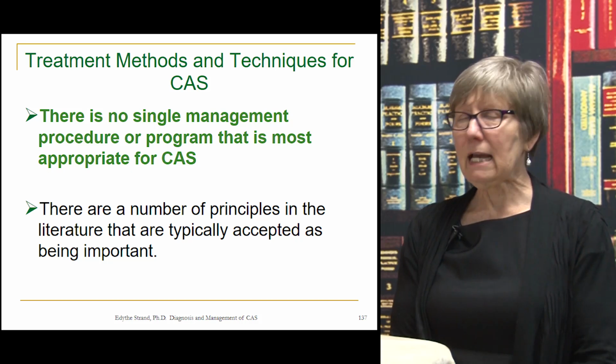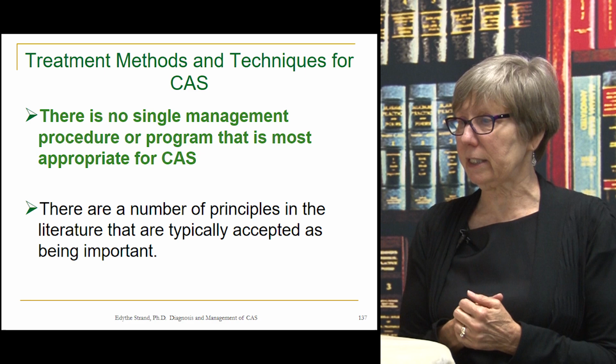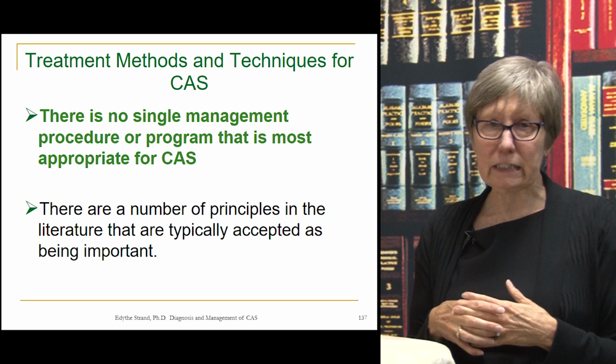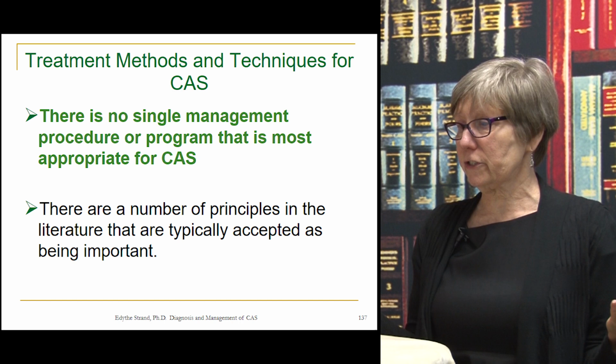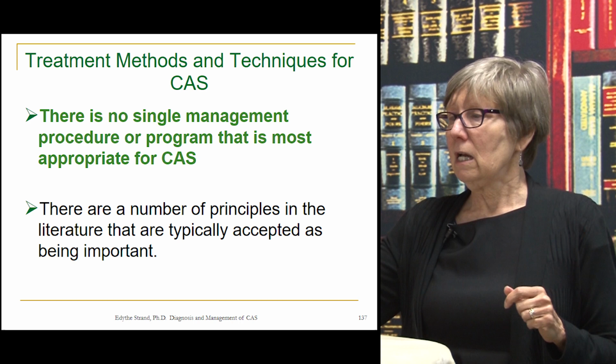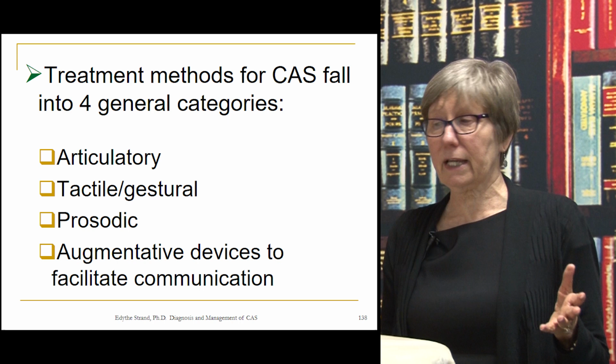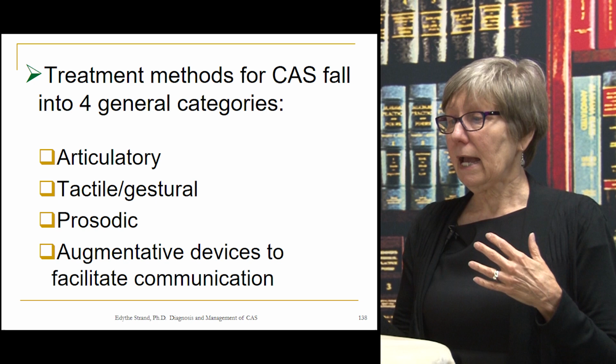Now we're moving to treatment methods and specific techniques for treating CAS. And I need to start by reminding you that there's no single management procedure, no single program, no single method that's most appropriate for childhood apraxia of speech. We know, and we've discussed a number of these, that there are a number of principles in the literature that are typically accepted as being most important for treating childhood apraxia. We know that treatment often falls into four different categories: articulatory, tactile gestural, prosodic, and augmentative devices.